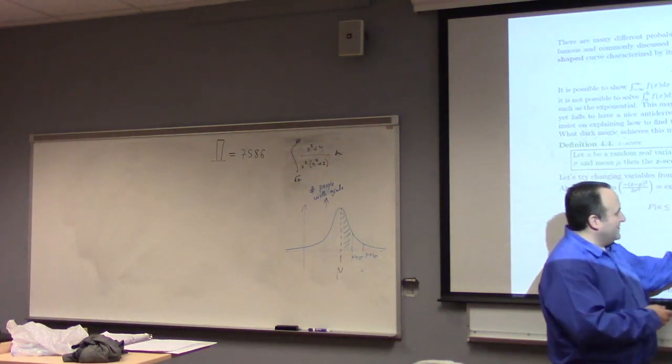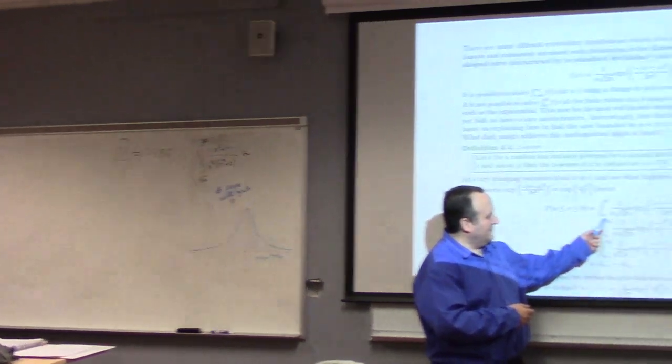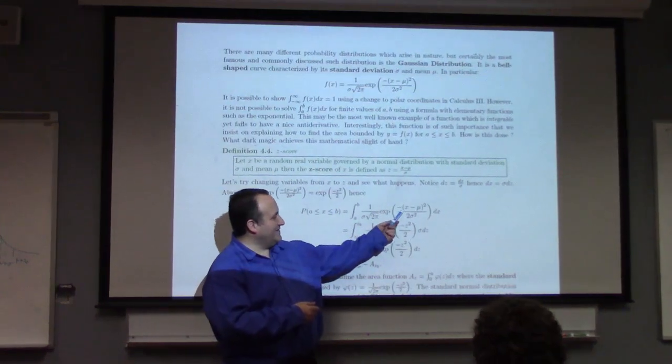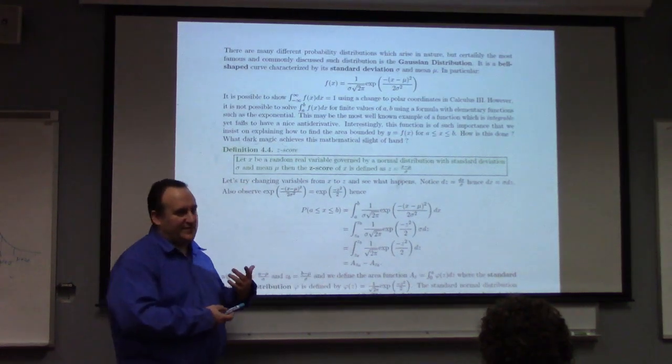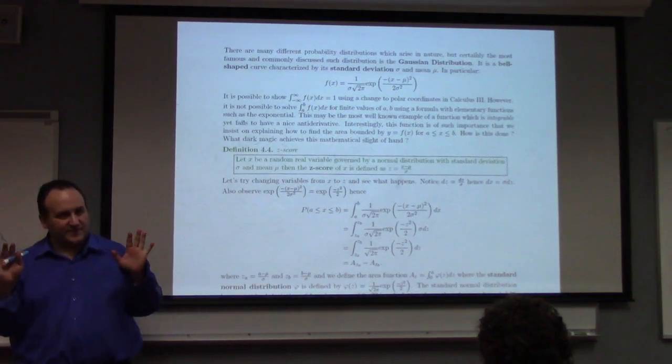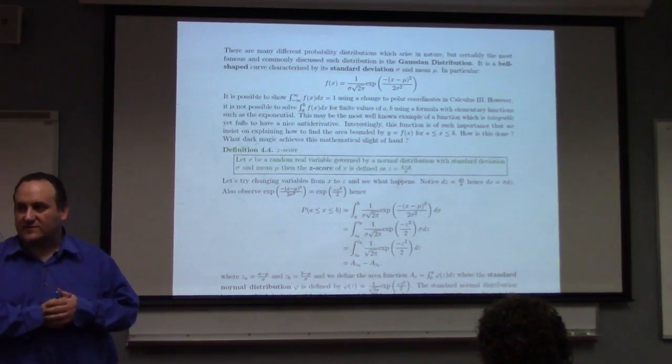You have to do this integral. Whew, look at that. E to the minus something squared. The sigma and the mu aren't so concerning. Just pull it back to this. What's the integral of e to the minus x squared?